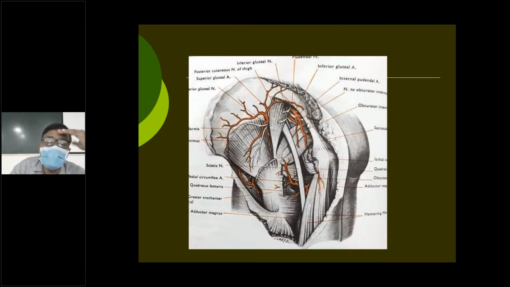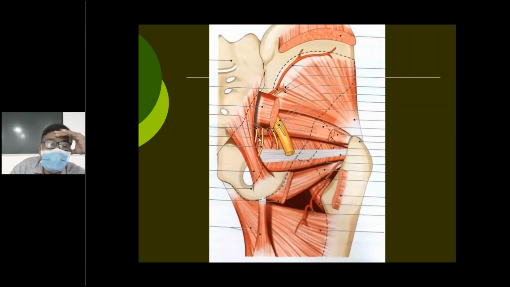So they quickly enter the lesser sciatic foramen. In the process, they cross the ischial spine and the sacrospinous ligament. These three are famously known as PIN structures. P for pudendal nerve, I for internal pudendal vessels, artery or vessels, and N for nerve to obturator internus. Famous PIN structures. This picture also shows it nicely. Always medially, the bigger one is the pudendal nerve, then the internal pudendal artery, and then the nerve to obturator internus.